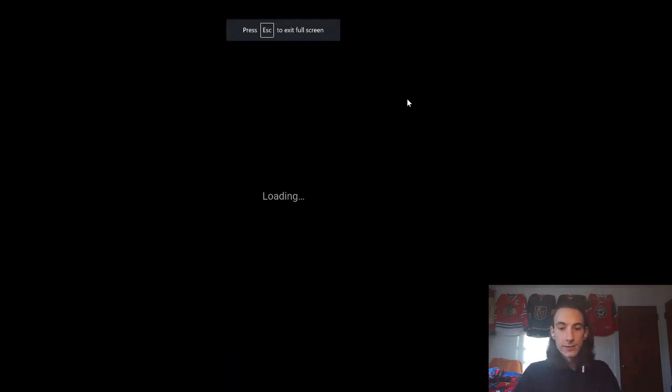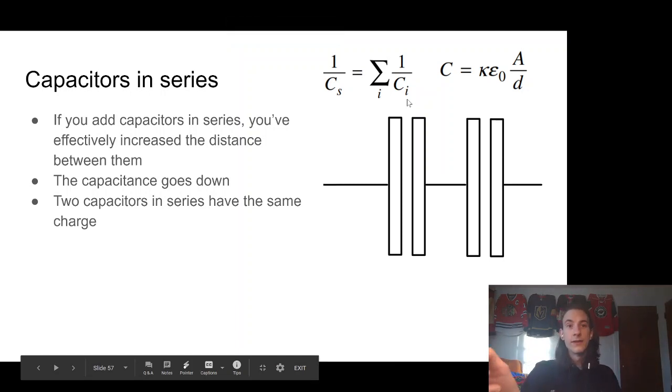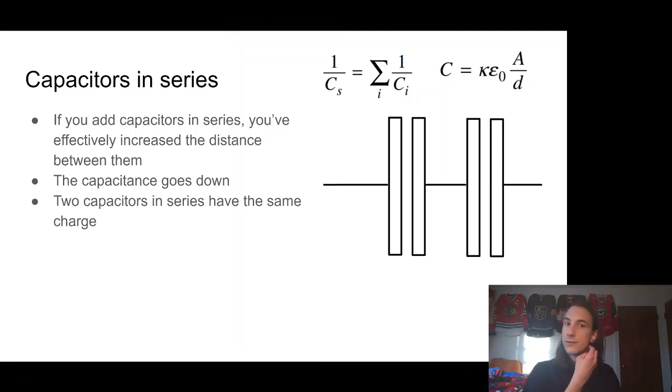All right, but then we can put capacitors in our circuit, just like we did with resistors. We can put them in series. If we add capacitors in series, what we're effectively doing is increasing the distance between these two plates. So we're effectively increasing d, which means these are inversely related, so capacitance is going to go down.